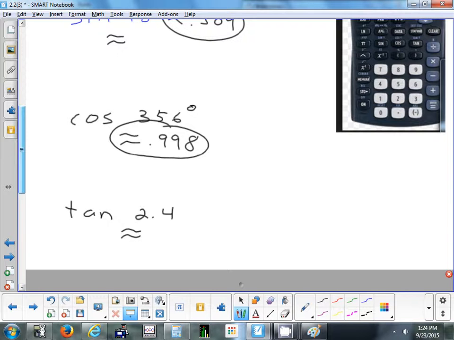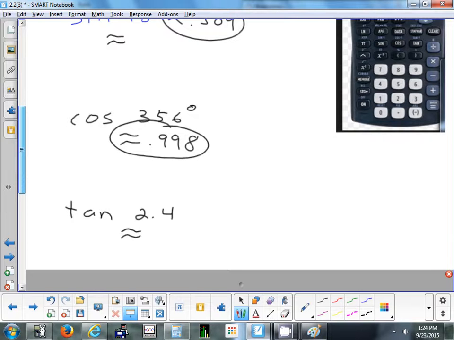Okay, now before you type that one in, I want you to look at it carefully. What does this one say? Tangent of what? Radians. Okay, there's no little circle on this one. So when you look at it, you've got to say, wait a minute, he's giving me a problem. He didn't put the circle.